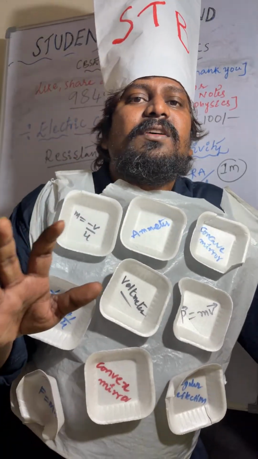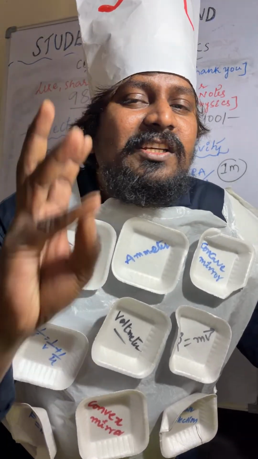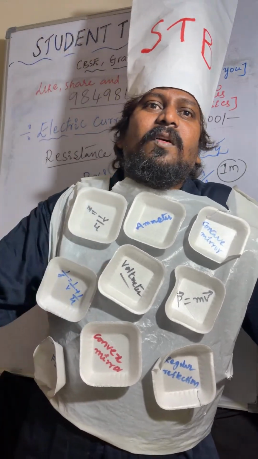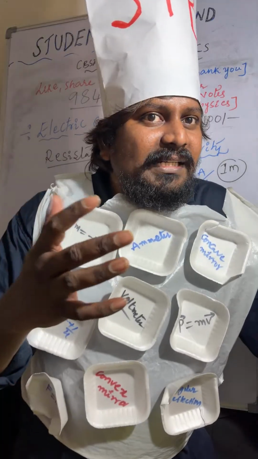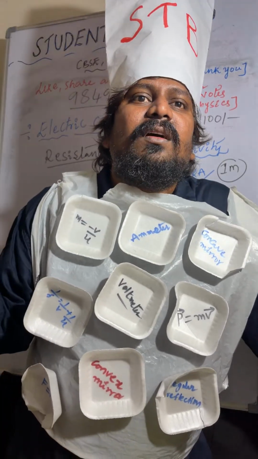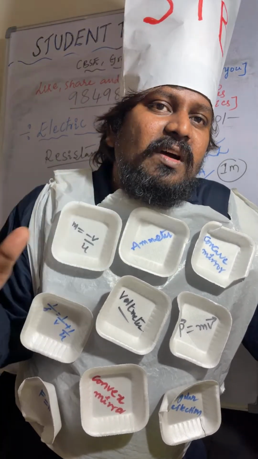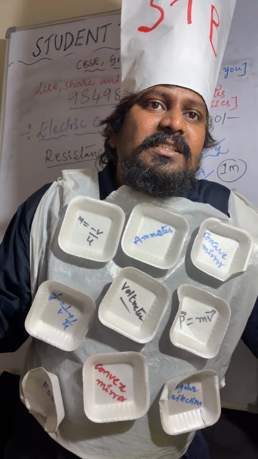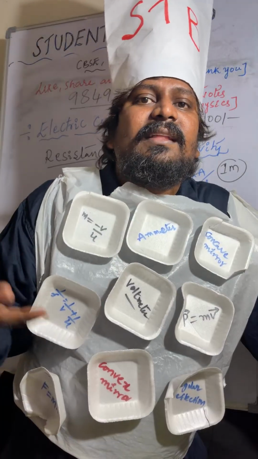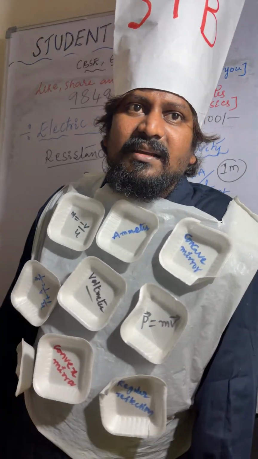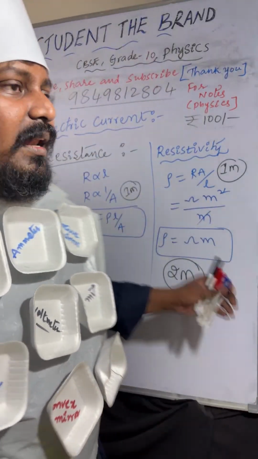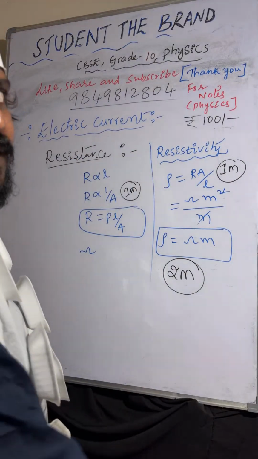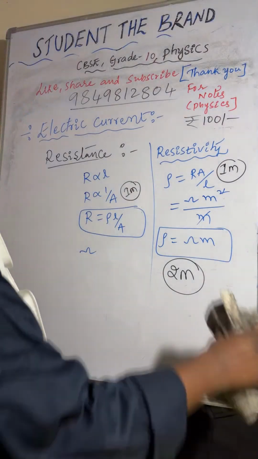Resistivity depends on temperature and material of the conductor. So here one very important point: resistivity does not depend on physical dimensions. Physical dimensions are nothing but length and area. I hope it is very clear, right? Yes. So now let's see here resistance and resistivity.